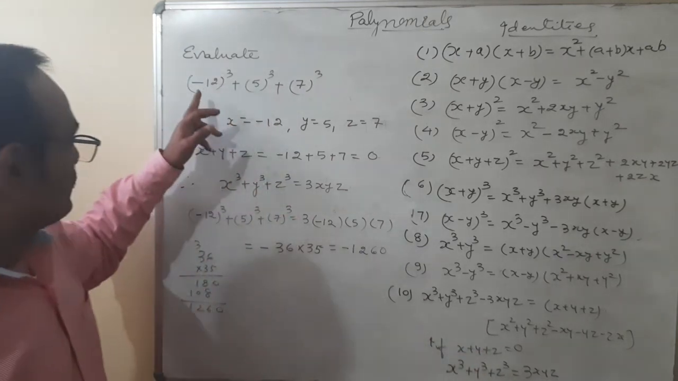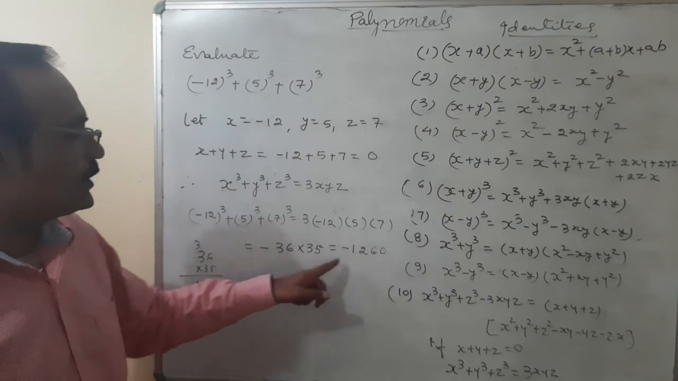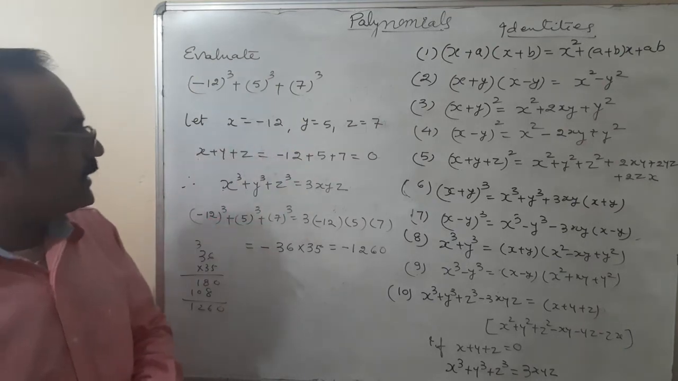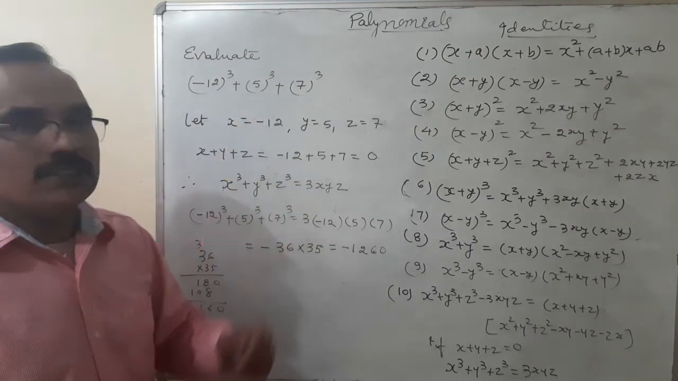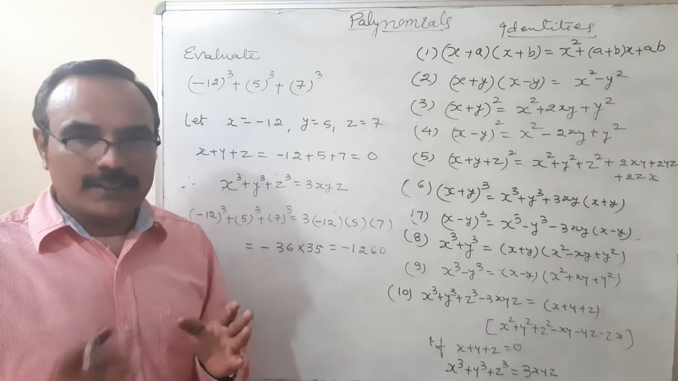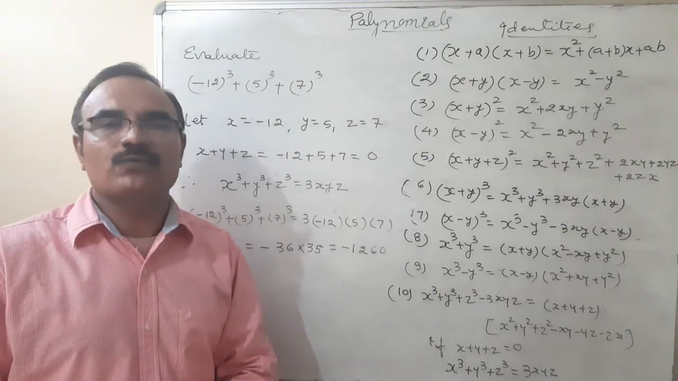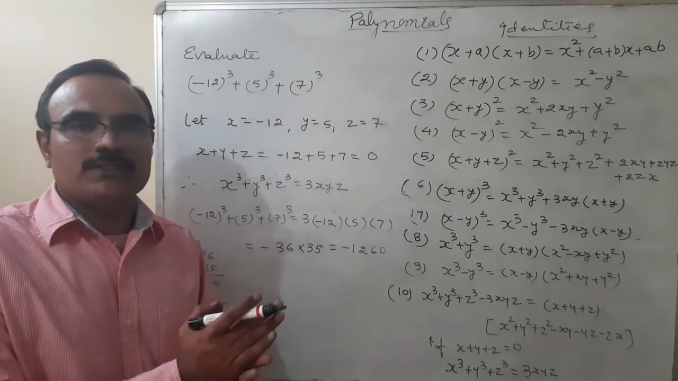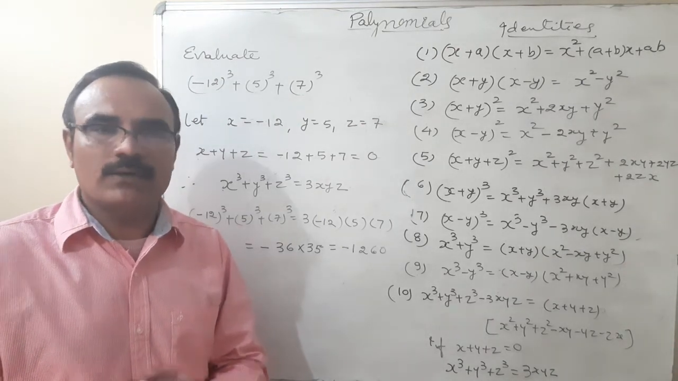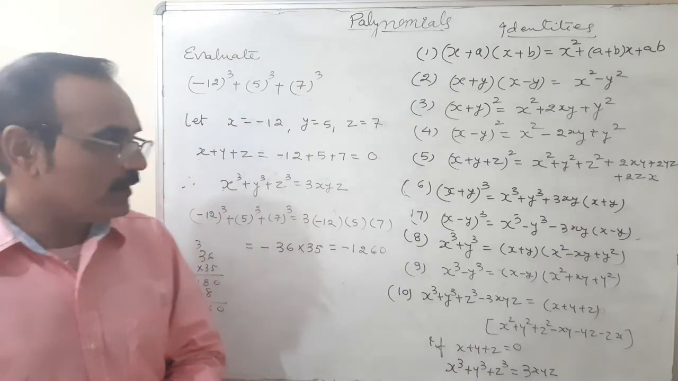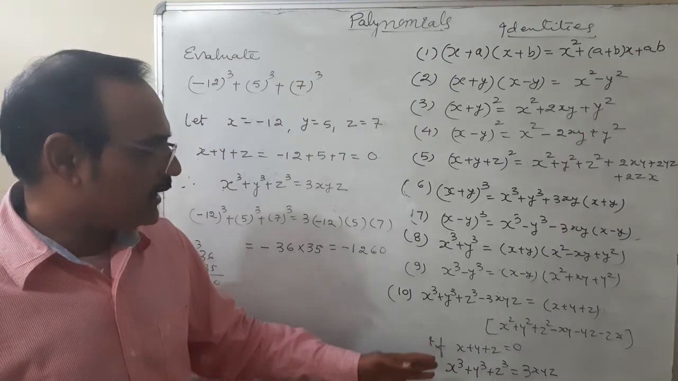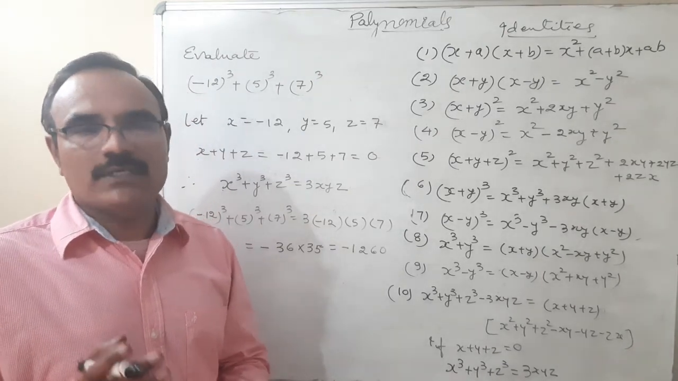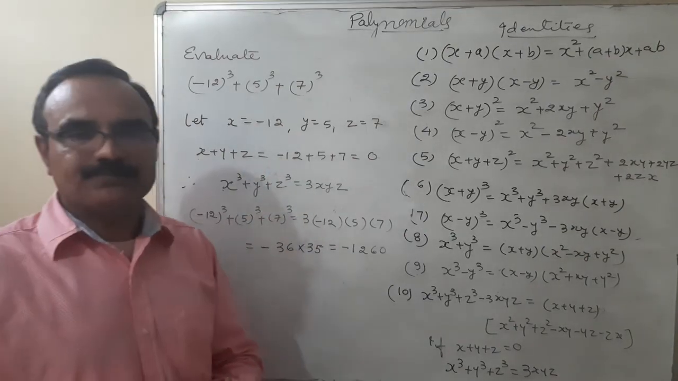So friends, the result of minus 12 cube plus 5 cube plus 7 cube is equal to minus 1260. But you can use this identity only if, first of all, you check whether the sum of these three terms is equal to 0 or not. If it is 0, then we can simply put 3xyz. But if it is not 0, then we use the long method: the cube of the first term, the cube of the second term, and the cube of the third term, and after that we calculate. But when we are using this identity, the sum of the three given terms must be 0. And if the sum comes 0, then we can use this identity.